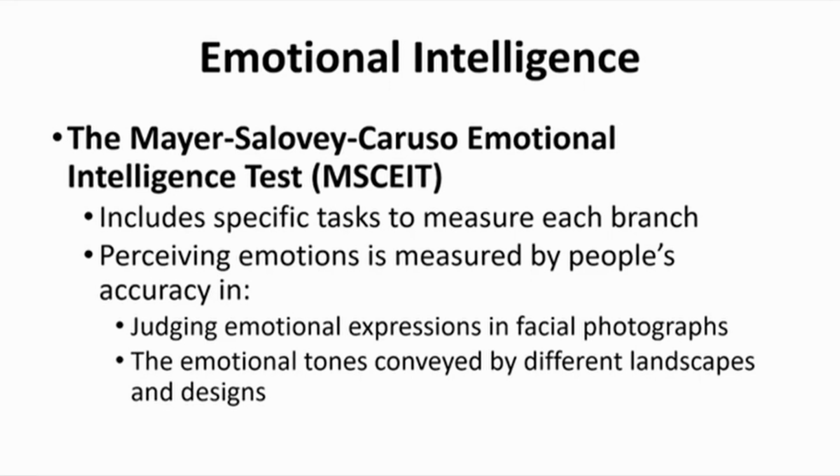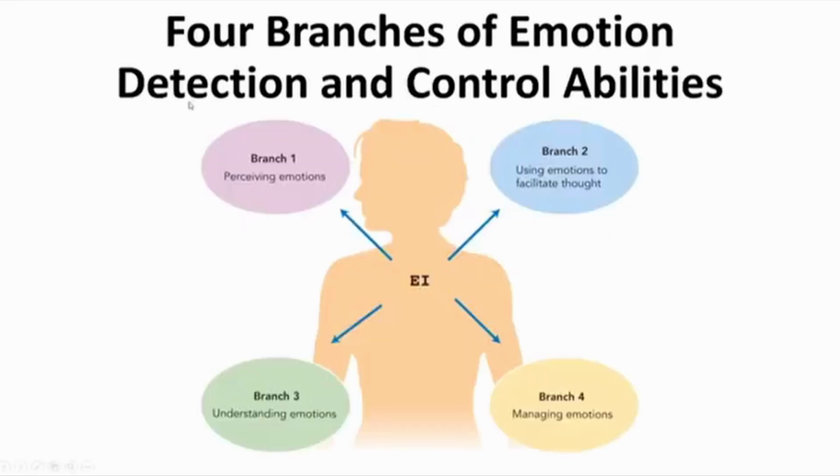You also look at their accuracy in judging the emotional tones conveyed by different landscapes and designs. If you look at art, can you tell that this piece feels sad, or that this design is a happy design? We can also look at the other 3 branches. So that's just the perceiving emotions. We can look at the second branch, where you use emotions to facilitate thought. Tasks to evaluate that ability would be seeing if people know what kind of emotion would best enhance a particular type of thinking. So what emotion should you hold on to if you're planning a birthday party? What emotion should you hold on to if you are helping console someone who has lost a loved one?